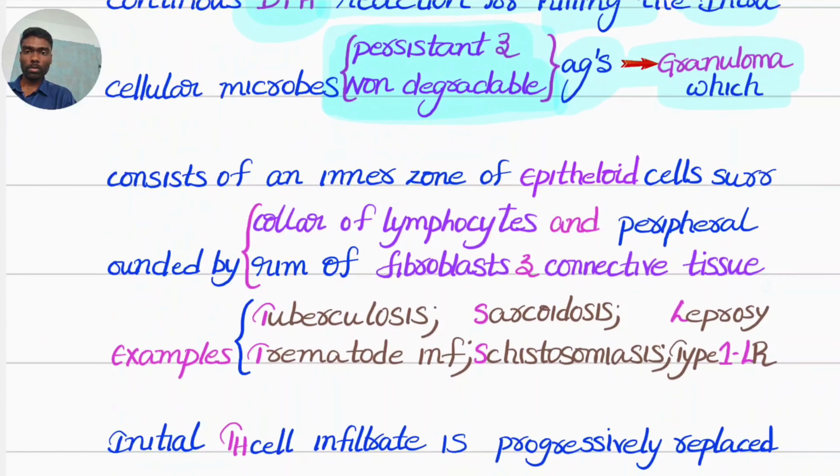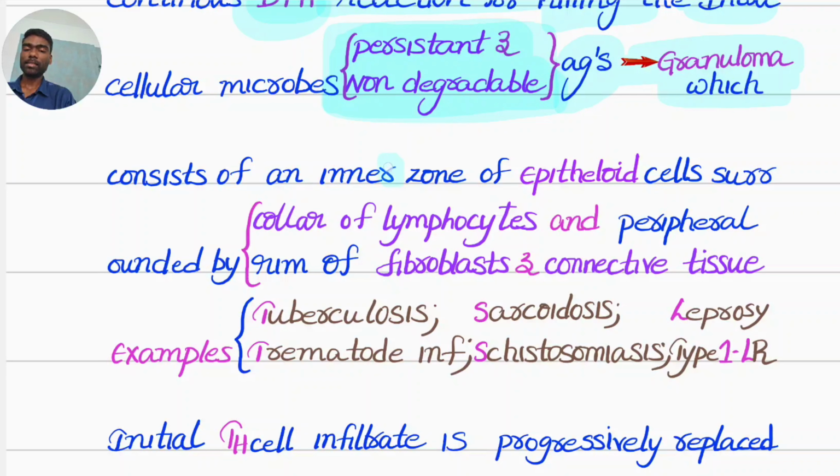What is a granuloma? What does it consist of? It consists of an inner zone of epithelioid cells surrounded by a collar of lymphocytes, nothing but our T helper cells, and a peripheral rim of fibroblasts and connective tissue. These granulomas are formed to contain the intracellular pathogens to one site.